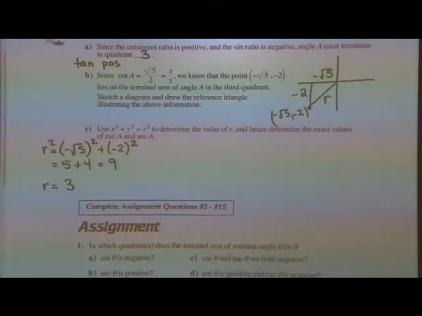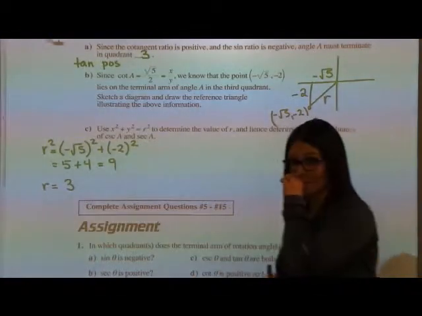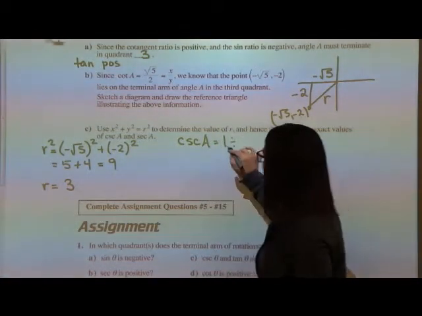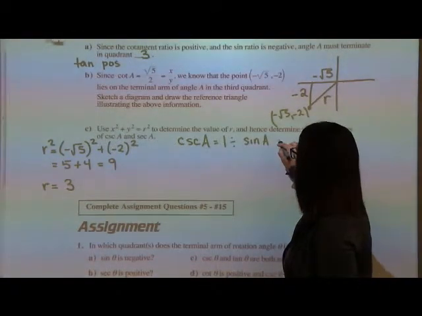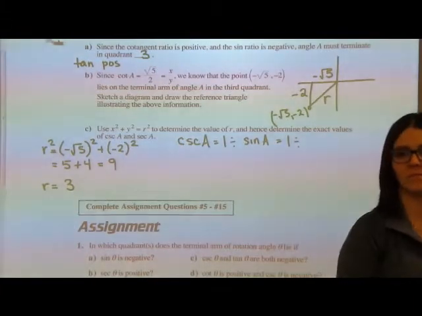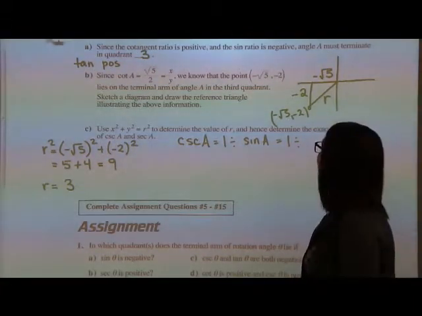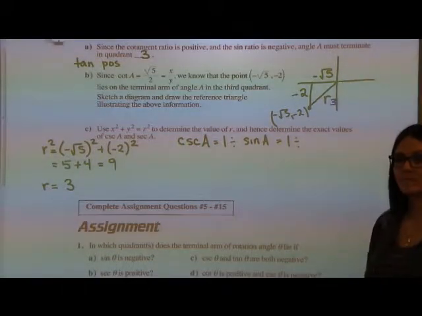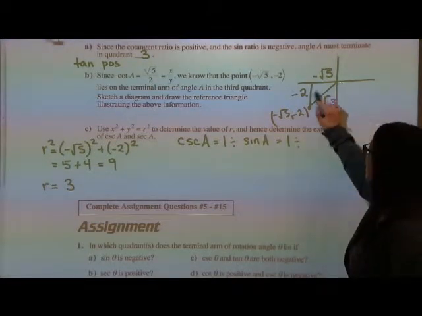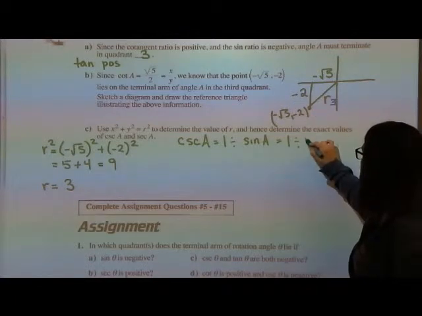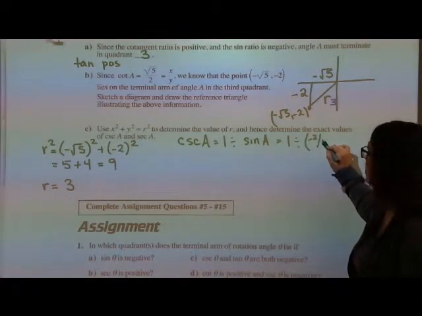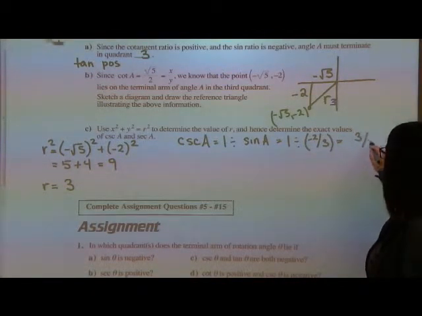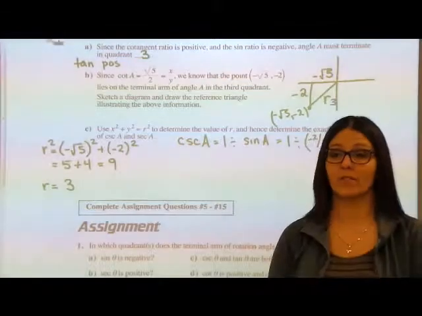So then we're going to write cosecant and secant. Cosecant is 1 divided by sine. What's my ratio for sine? Opposite over hypotenuse, so opposite is negative 2, and hypotenuse is 3. 1 divided by that would be to reciprocate it, so I would get negative 3 over 2.